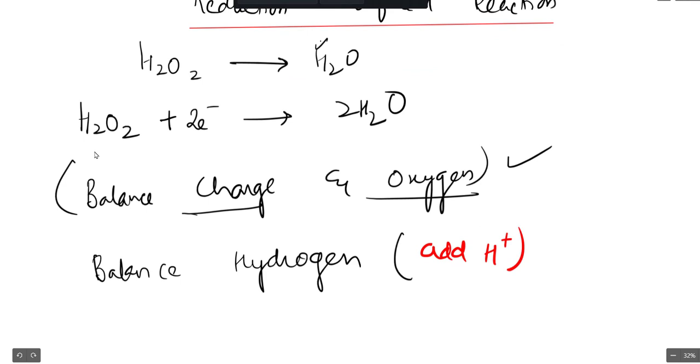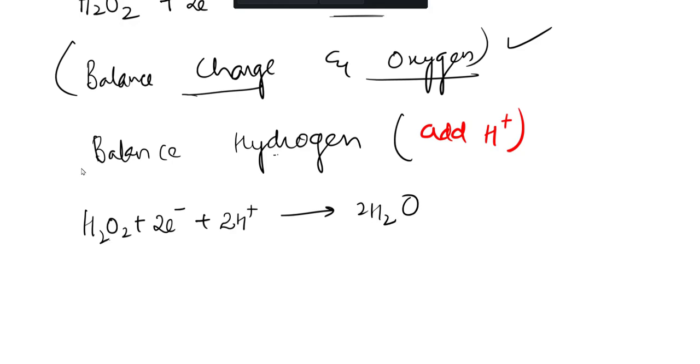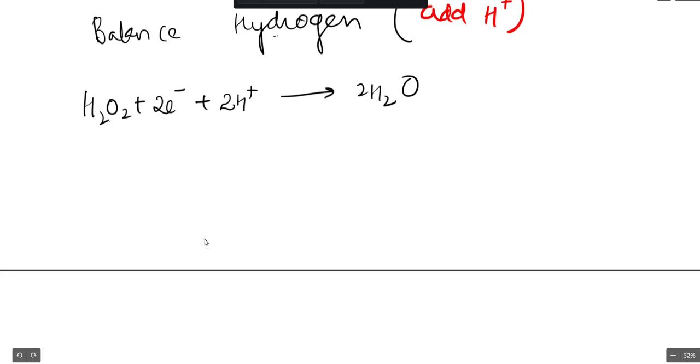Here on this side, hydrogen is only 2. Here on this side, hydrogen is 4. So I need to balance hydrogen. So slowly, what will I do? I'll take this reaction H2O2. I'll add 2 electrons. Along with this, I'll be adding 2H plus. That's why 2 plus 2, 4 are over. And your 2H2O is over. Fine, students?